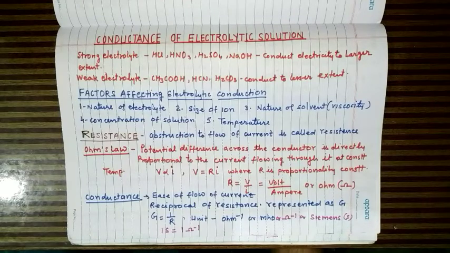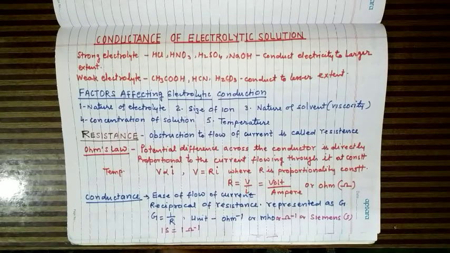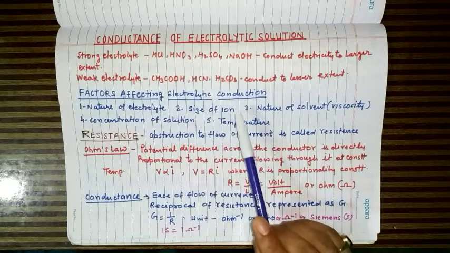Actually, the electrolytes are of two types. One is a strong electrolyte and another is a weak electrolyte. Strong electrolytes are those which, when kept in water, undergo nearly 100% dissociation and their conductance is larger. Weak electrolytes undergo partial dissociation in water and their conductance is lesser, like acetic acid, HCN, H2CO3. These are weak electrolytes. Now, factors affecting electrolytic conduction.